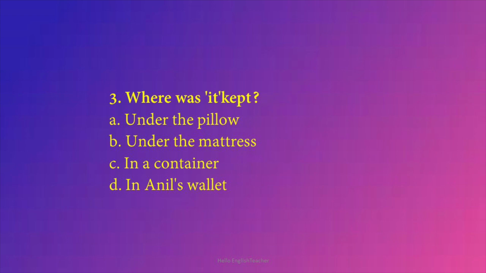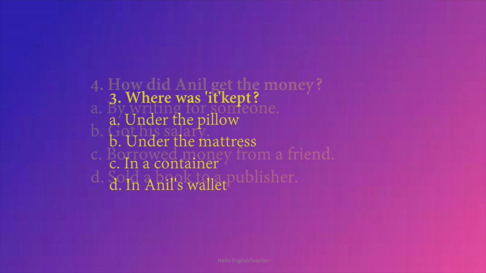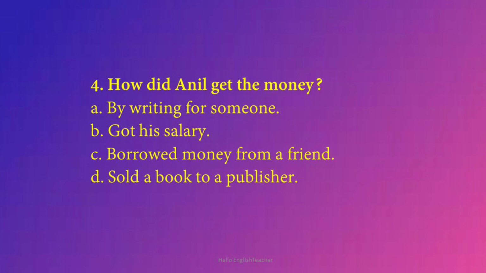So now let's look at the next question. Question number 4. How did Anil get the money? By writing for someone, got his salary, borrowed money from a friend, or sold a book to a publisher. So we know that Anil sold a book to a publisher and earned some money. So that is the bundle of notes that he had got. So the answer is D.